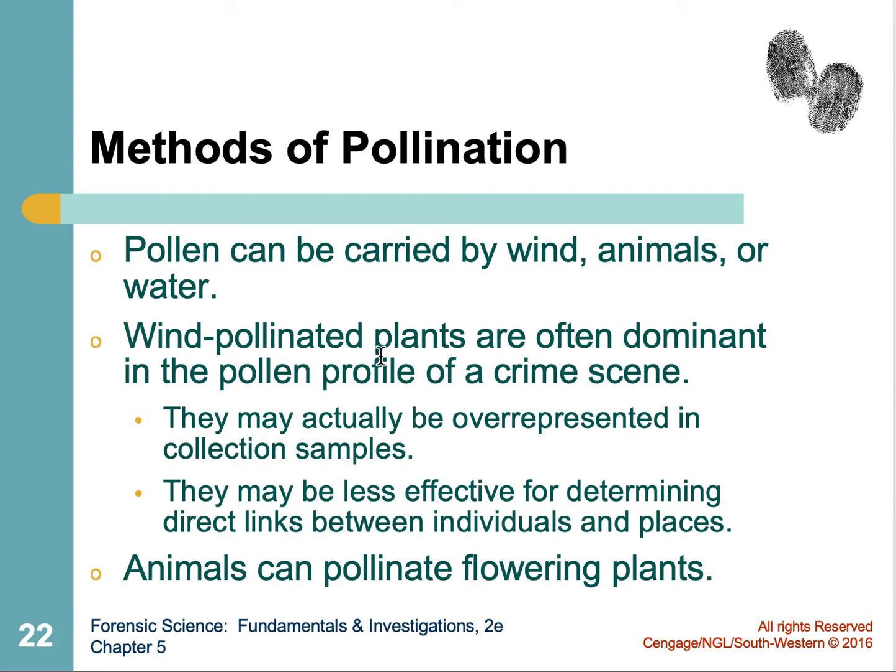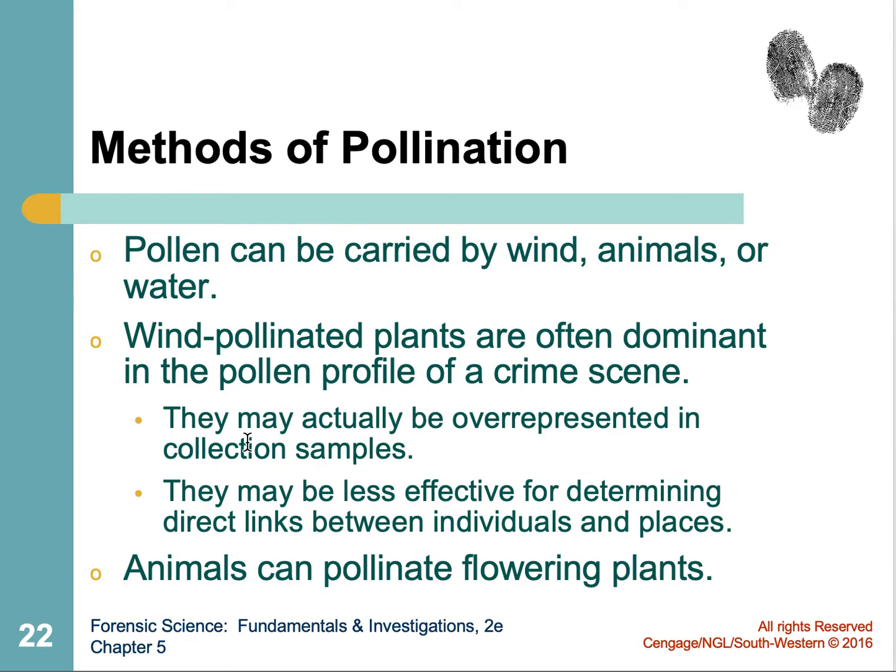So wind-pollinated plants are often dominant, mainly because they produce a lot. Animals can pollinate flowering plants; they don't have to produce as much pollen, so the wind-pollinating plants are going to be more dominant, simply because they have a higher pollen content. Because there's so much, it's going to be hard to determine a direct link. Where animal pollination is very specific to areas, it's going to create a more specific link.